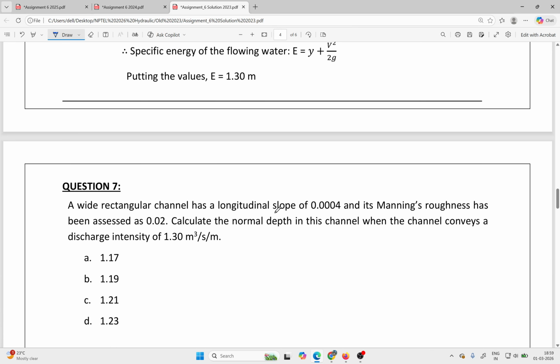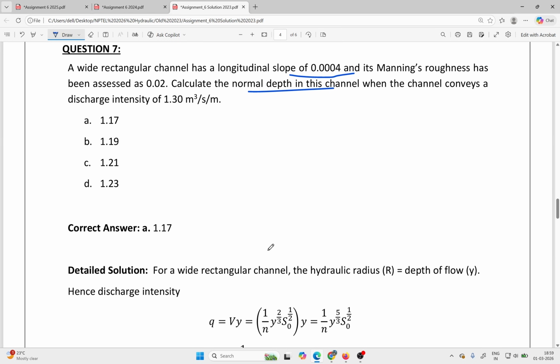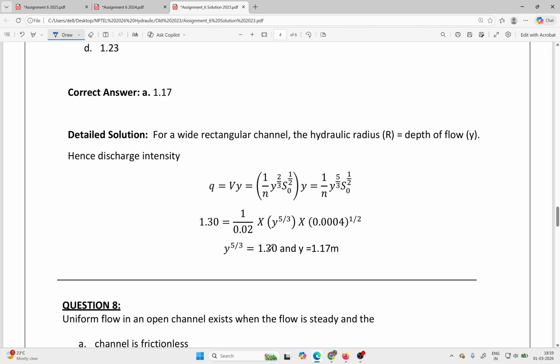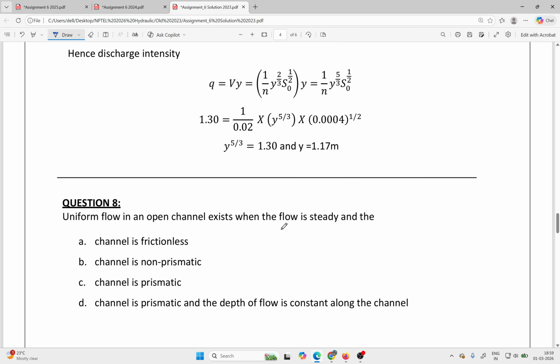A wide rectangular channel has a longitudinal slope of this, Manning's roughness this, and calculate the normal depth. Already we have solved. So most of the questions are repeating in 2023 and 2024, as you can see very clearly, only the digits are different. So no need to solve again. You can attempt it for your revision.